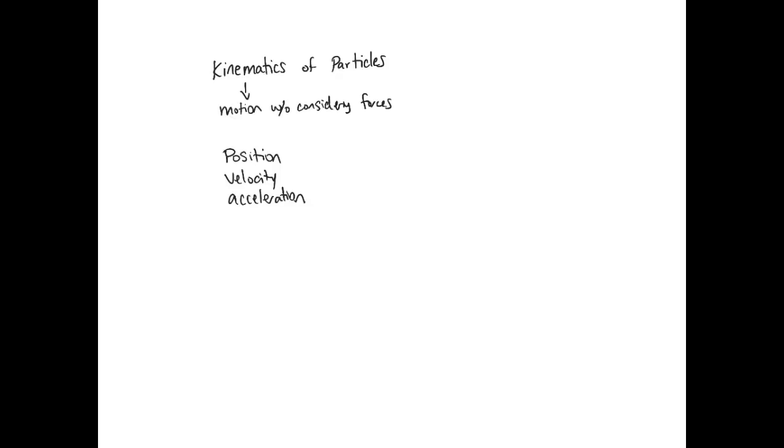That's called kinetics. So the position of a particle is often defined by the variable r. The velocity is v, and the acceleration is a. But what's really important in kinematics is that all of these variables are vectors, and so we denote them with arrows on top. So position, velocity, and acceleration are vectors, which means they have a magnitude and a direction.